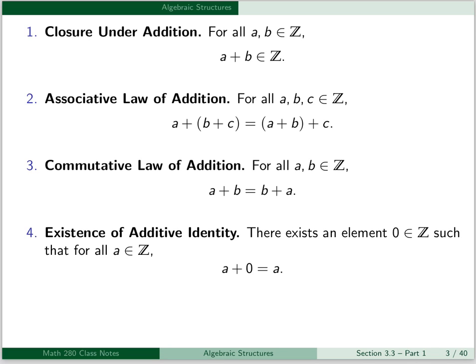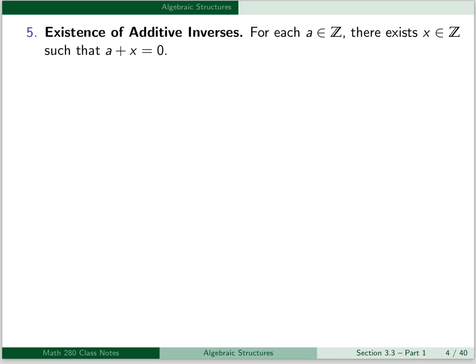The fourth property is existence of an additive identity. And this states that there exists an element, namely 0 in Z, such that for all a in Z, a plus 0 is equal to a. So 0 is called an additive identity for the set. Fifth, existence of additive inverses. For each a in Z, there exists an x in Z such that a plus x is equal to 0. So x is an additive inverse for a.